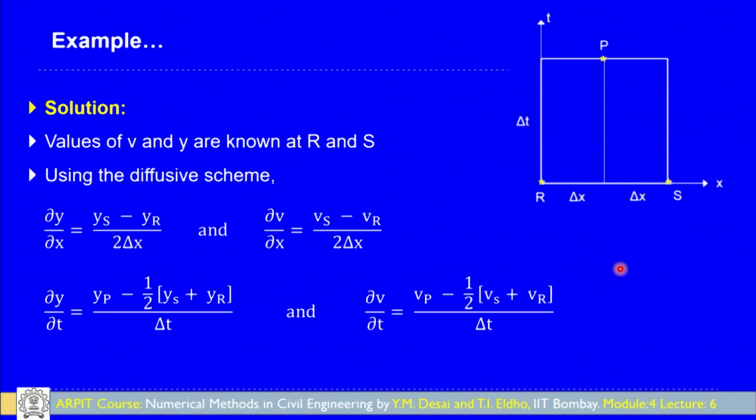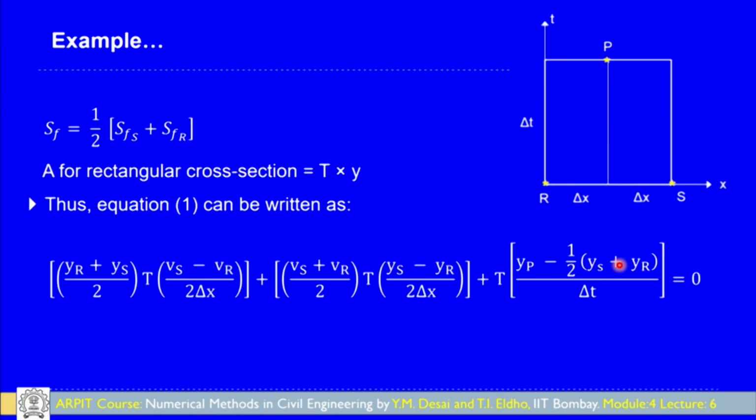So, now using all these derivatives we can write the equation. Please note that SF is the energy slope. Say, for example, if these two points R and S are there, generally in these kinds of numerical approximations we take the average of these. So, SF is equal to half of (SFS + SFR). That is what is written. And now for a rectangular cross section, area A is equal to T into Y. So, with this we can write the equation.